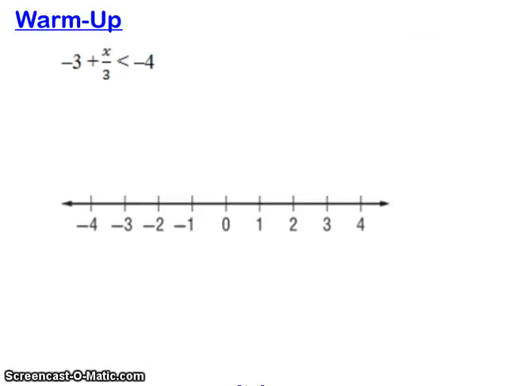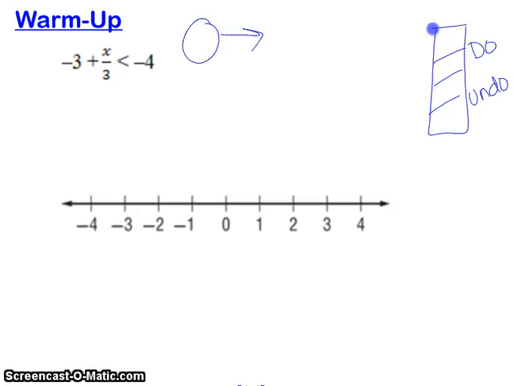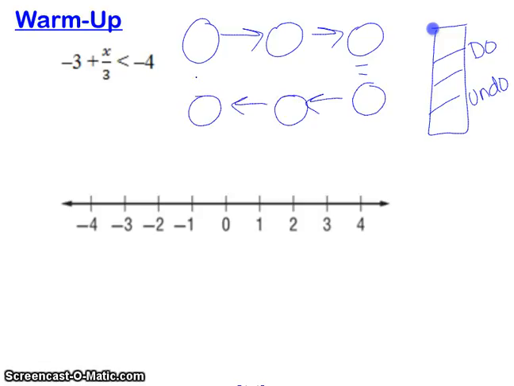This is your warm-up. It says -3 plus x over 3 is less than -4. So this is a two-step, so there are a couple ways that I can do this. I can do this with my do and undo boxes. I could also use that flowchart. Or I can solve it using neither one of those. So after you solve it, you also want to graph it on your number line.